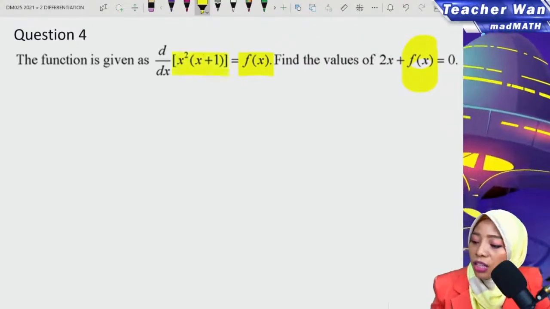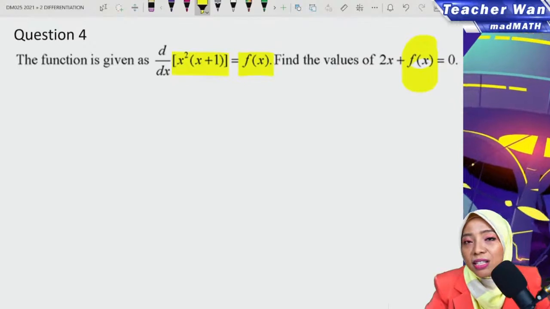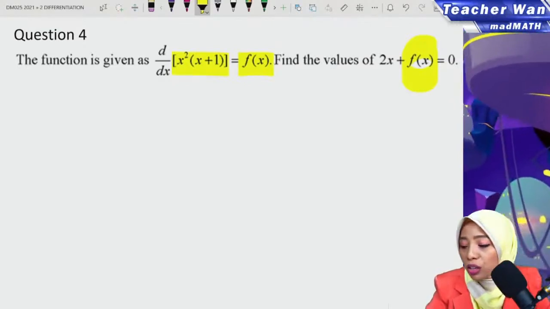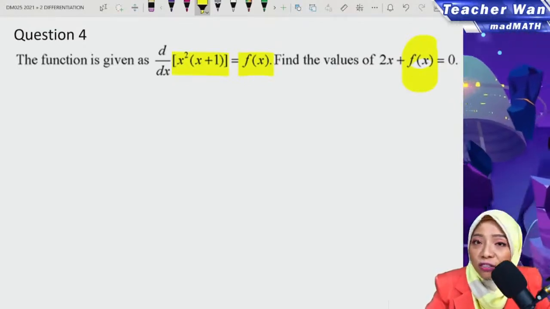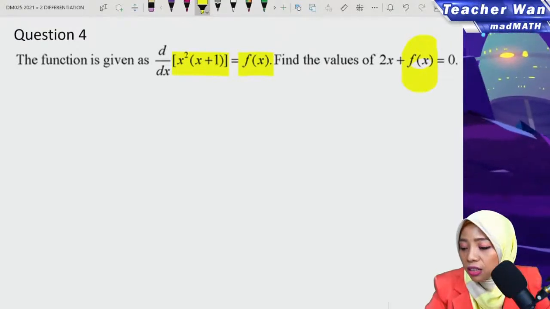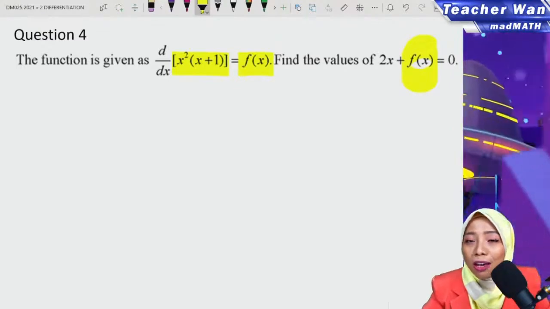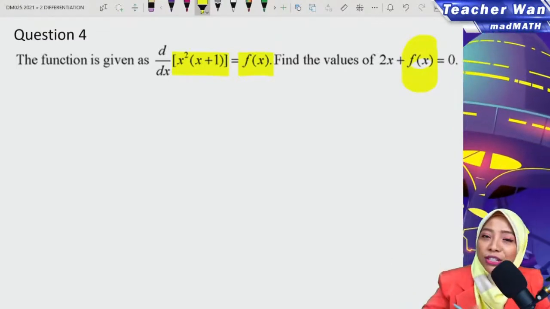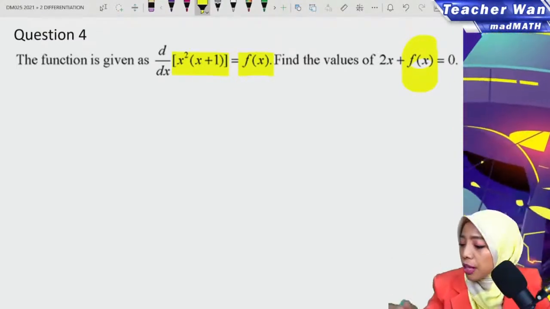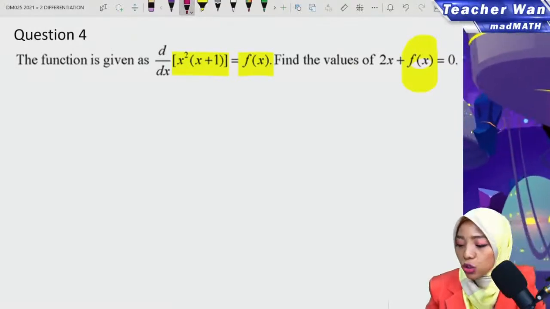By looking at the function, it's not hard. It is not a rational function. It's just a function that you can expand and then straight away differentiate, find the derivative of the function. Okay, so let's do this.